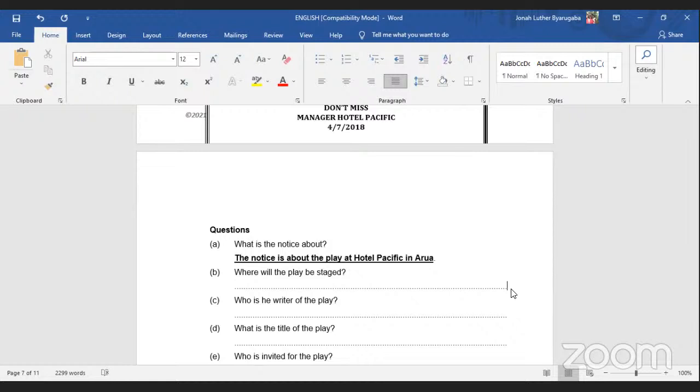Lynette? Where will the play be staged? The play will be staged at Hotel Pacific. Like that? In Arua. The play will be staged at Hotel Pacific in Arua.